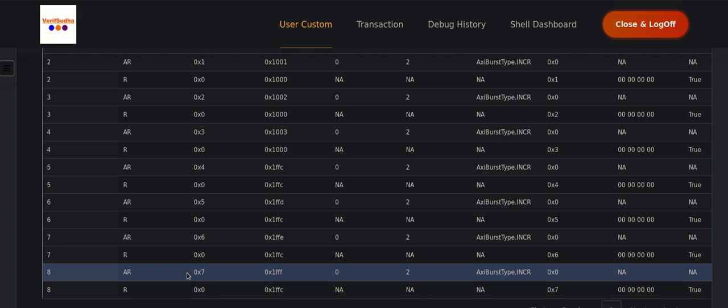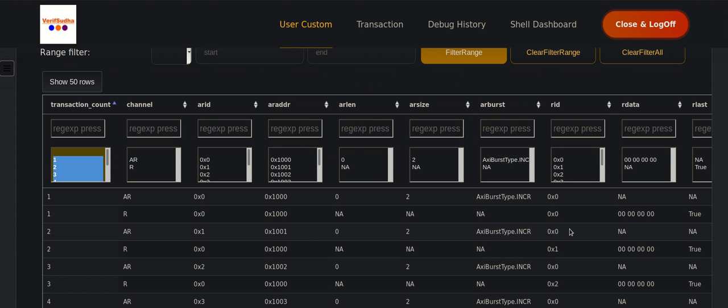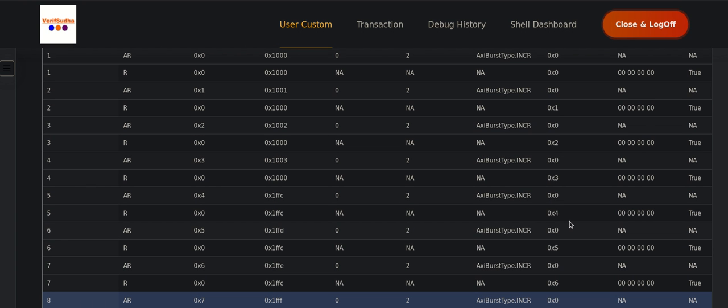And whatever the request that we have issued on the read address channel, the corresponding ARID needs to be matched with the RID when we issue the corresponding read data. So from that point of view, I think it's quite simple.